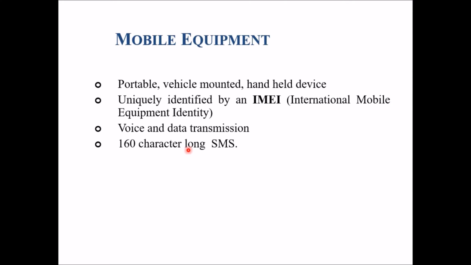So the mobile equipment. It is a portable, vehicle mounted or handheld device. We can say it is also our mobile device. It is uniquely identified by the IMEI number, that is International Mobile Equipment Identity, that is unique all over the world. We can transmit voice and data as well. It also has the facility of SMS, that is 160 characters long.